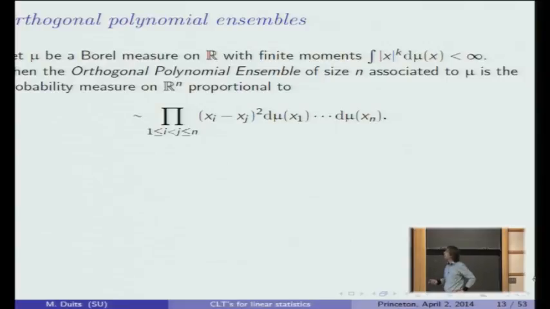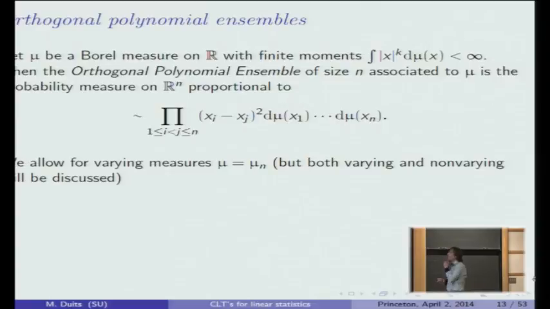These are the orthogonal polynomial ensembles. Both of the examples that I gave before are included. Let mu be a Borel measure on the real line with finite moments. Then I can define the orthogonal polynomial ensemble of size n as the probability measure on R^n, consisting of the Vandermonde determinant squared times the product of the measures. I will allow the measure mu to also depend on n to include unitary ensembles, where we typically have varying measures. But both varying and non-varying will be discussed.